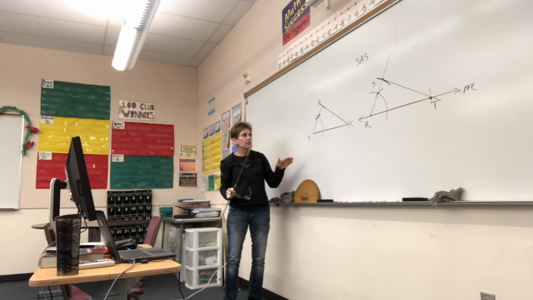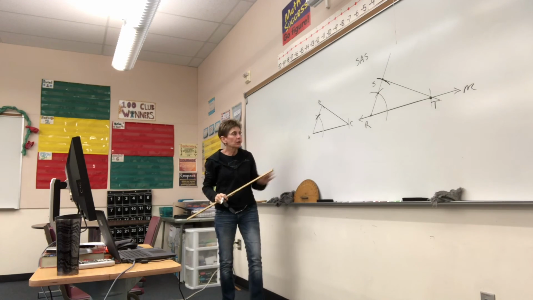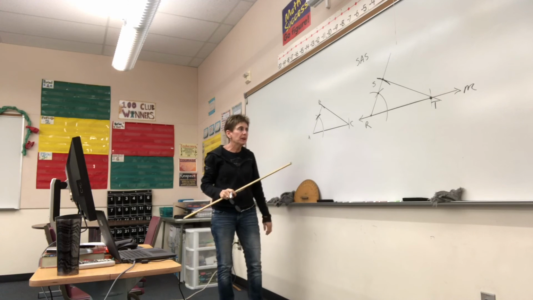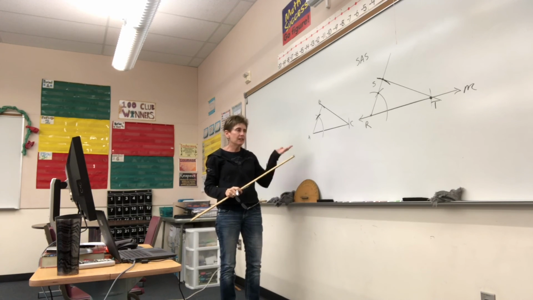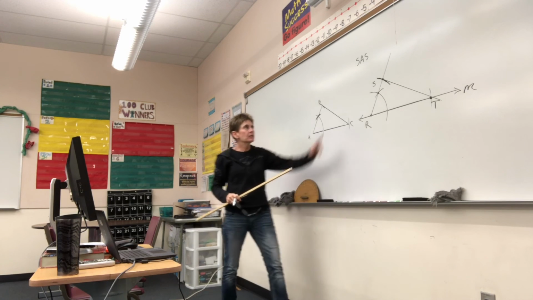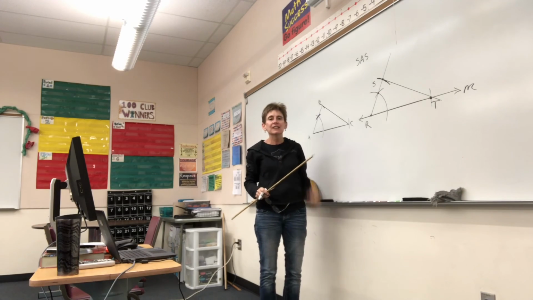Now these triangles are not perfect. You know, they might be a few degrees off, but they're very, very close, and I've shown all the markings that I would need to show to get 100% on this question on the Chapter 5 test. So this is side, angle, side, triangle congruence.